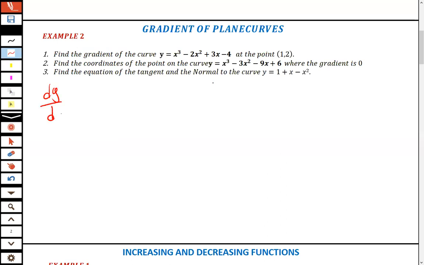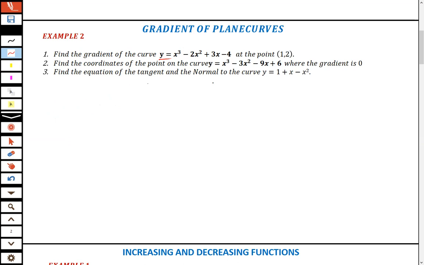Whenever you have been taught to find dy dx, which sometimes is the same as f prime of x if the function is in terms of f of x. Sometimes if the function is just y equal to something, you can either write it as dy dx or just y prime. It still means the same. All these represent the gradient. So when you find the first derivative of anything, that's the gradient of that particular thing.